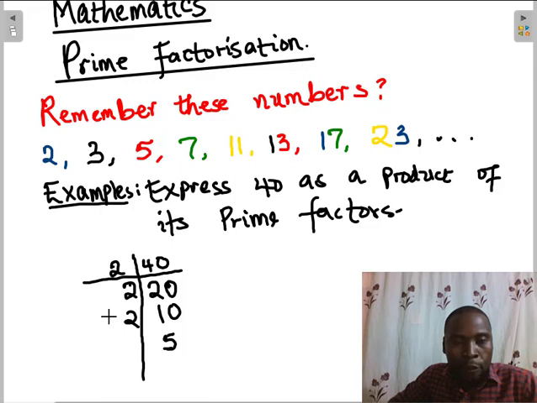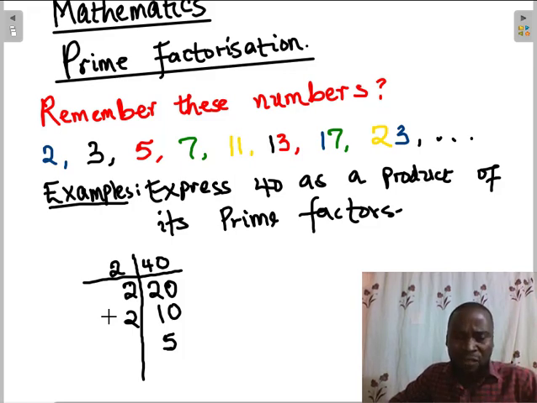No way. We know that 2 cannot divide 5 because 5 is not an even number. All right. Now, since 2 can no longer divide, we move to the next prime number. And the next prime number is 3. We ask the question, can 3 divide 5 exactly without a remainder? No way. 3 cannot divide 5.